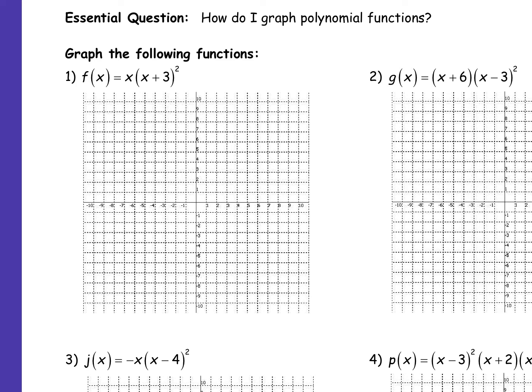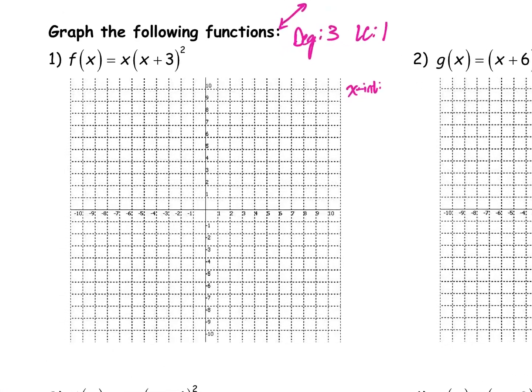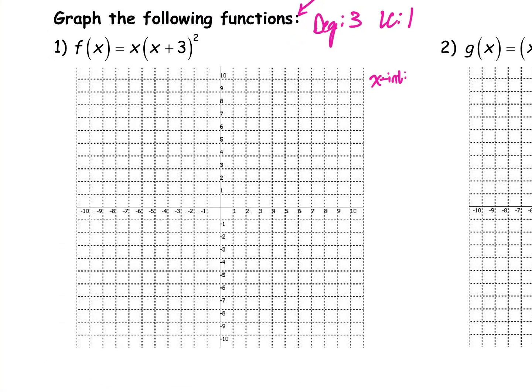So my degree is 3. Wow, that took me a long time. My leading coefficient is 1. So odd degree, positive. It should look like this when we're done. X-intercepts. I can make it a little bit bigger. There we go. X-intercept 0 and -3 with a multiplicity of 2.